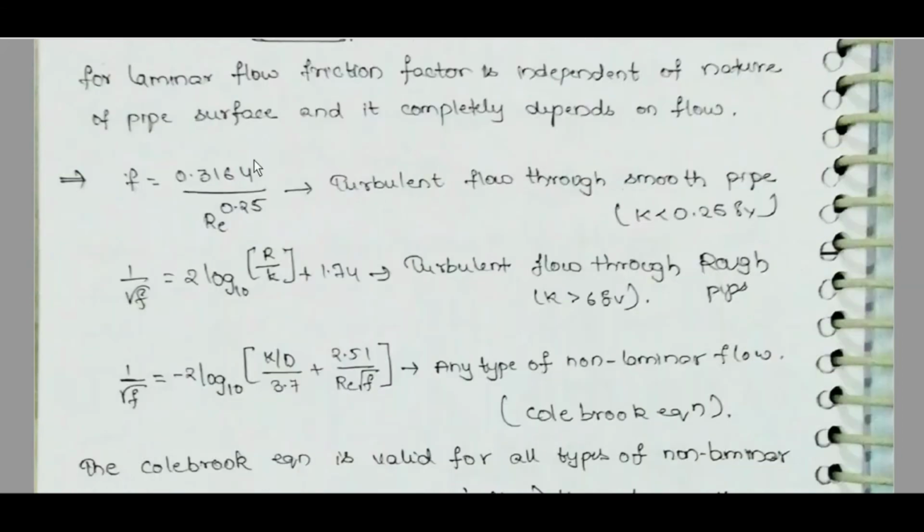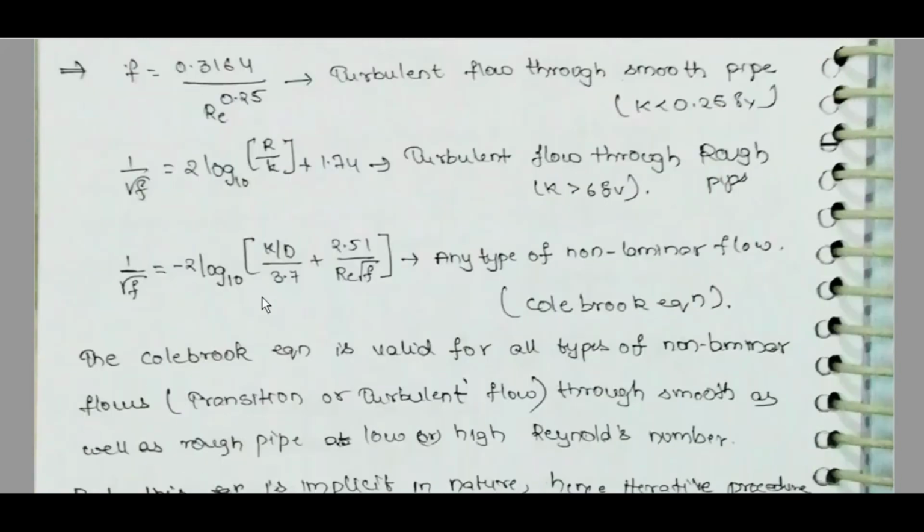F is equal to 0.3164 by Re power 0.25 for turbulent flow through a smooth pipe, where k is less than 0.25 delta. For turbulent flow through a rough pipe, k greater than 6 delta, 1 by root F is equal to 2 log10 of R by k plus 1.74. For any type of non-laminar flow, the Colebrook equation: 1 by root F is equal to minus 2 log10 of (k by D by 3.7 plus 2.51 by Re root F).